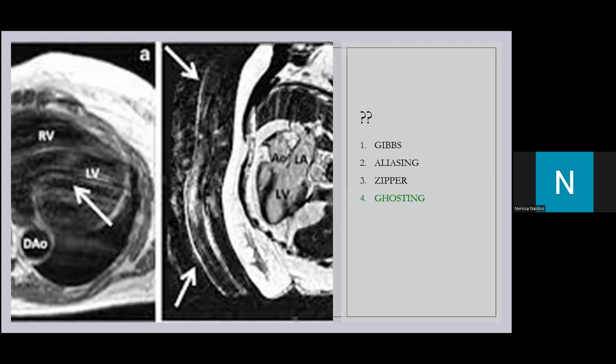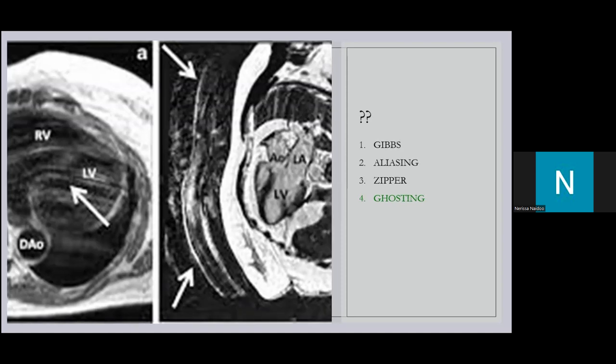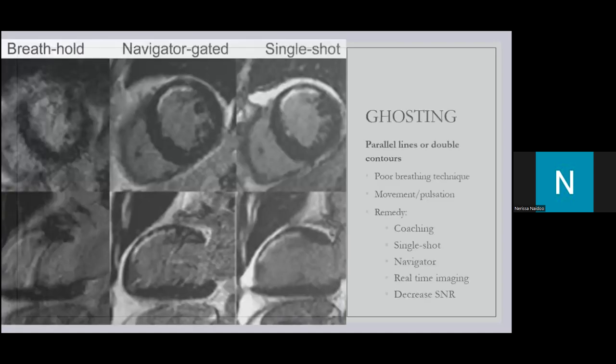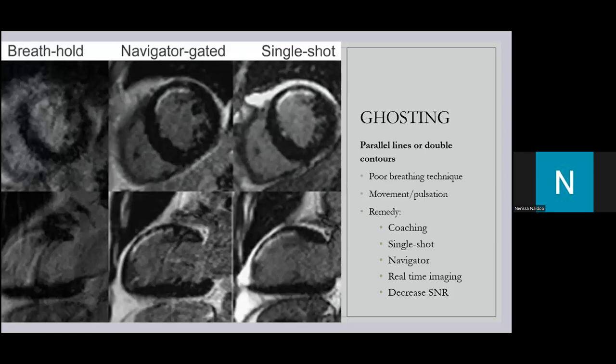We often see it in the chest wall and even in abdominal imaging. And usually it's related to poor breathing techniques, poor breath holds. And it's quite an easy fix, usually. These generally appear as parallel lines or double contours, and they will occur throughout the image, okay? Like I said previously, it's due to poor breathing technique or patient motion or even blood flow or pulsation artifact. The easiest and quickest way to get through this is to coach your patient.